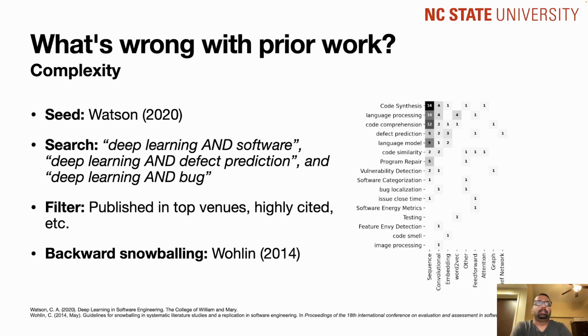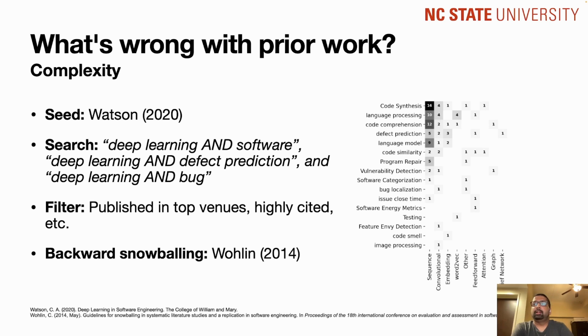So our filter criteria were they have to be published in top venues. They have to have at least 10 cites per year, or they need to be published in the last 3 years. Or if not, then they have to be highly cited. More than 100 citations would be considered highly cited. Finally, we did backward snowballing as suggested by Wohlin, which is to say, if paper A cites paper B, then also include paper B in your list of papers, assuming it meets your filtration criteria. When we did this, we ended up with over 100 papers that did deep learning for software analytics.